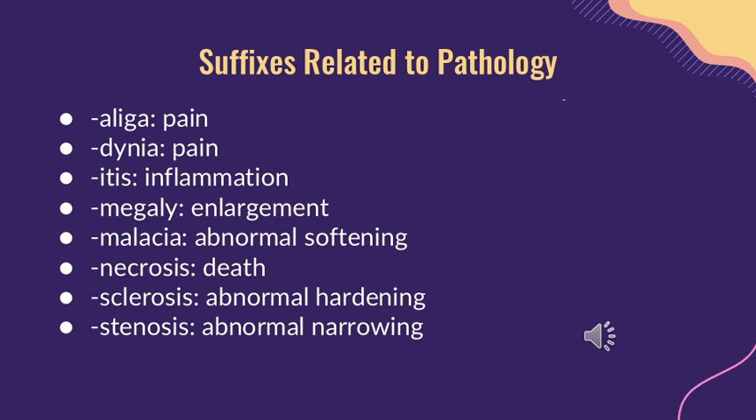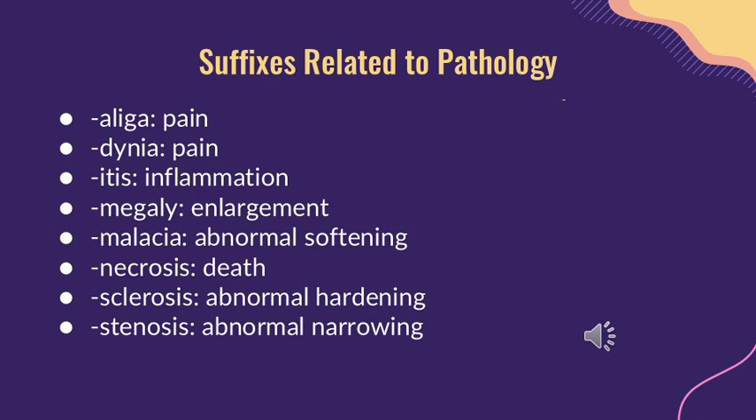We've got algia and adenia, both meaning pain. Ouch. Then itis, which we hear all the time, meaning inflammation, think like a sprained ankle. Itis is everywhere. Totally. Megaly means enlargement, like if your spleen gets too big. Malacia is abnormal softening. Necrosis is tissue death. Sclerosis is abnormal hardening. And stenosis is abnormal narrowing.